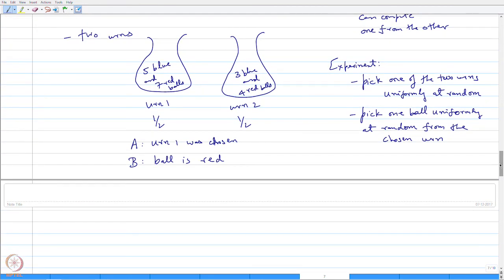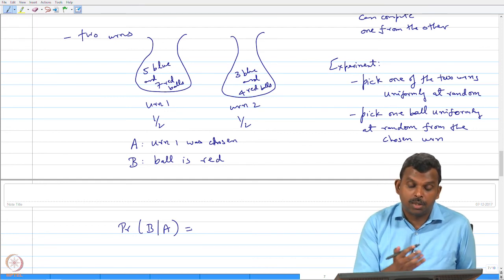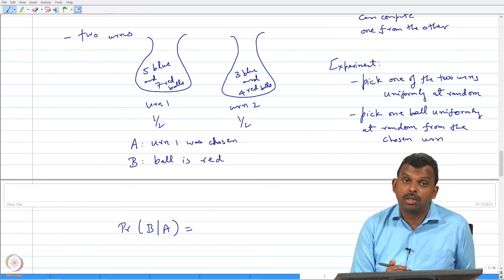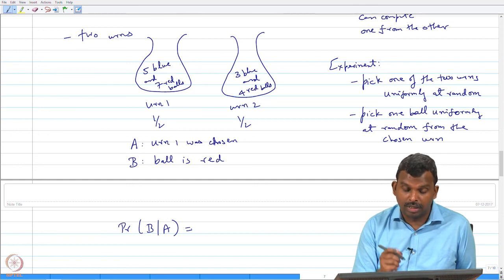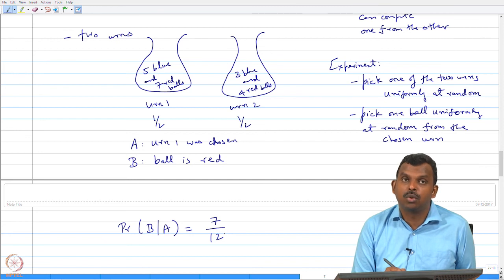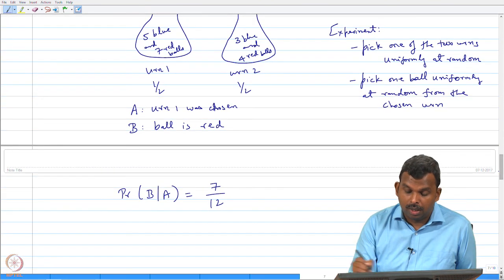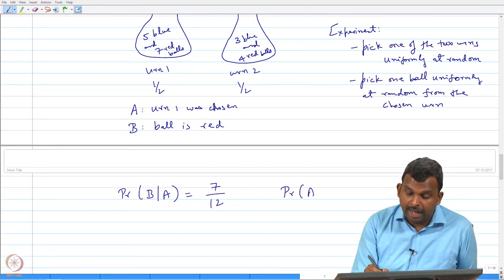So, if you look at probability of B given A, what is probability of B given A? I have chosen the urn 1. Urn 1 has been chosen, it has 5 blue and 7 red balls. What is the probability that the ball is red? Given that the urn is the first urn, it is 7 out of 12. So, we have seen this question easily before, it is just favorable outcomes divided by total number of outcomes. So, you get 7 by 12. Is it all right? Hopefully, you see that. So, now the question is, what is the probability of A given B?